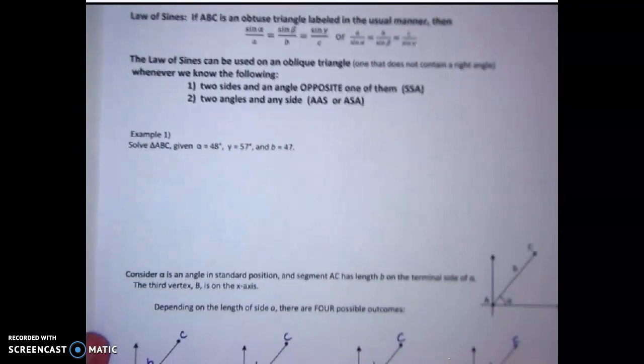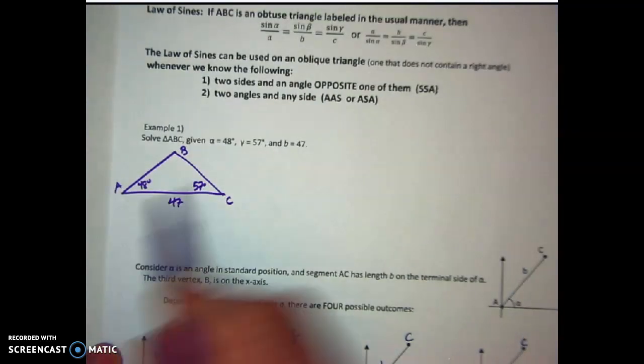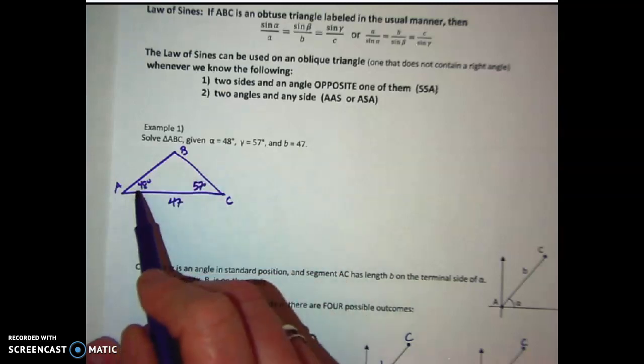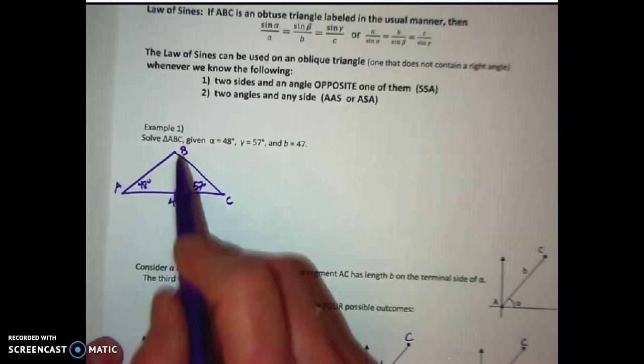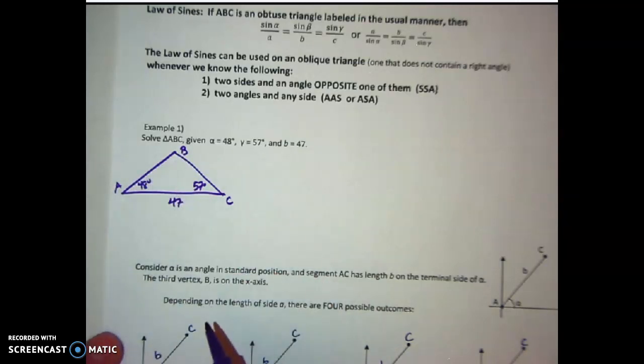Let's look at example 1. Solve triangle ABC, given that alpha is 48 degrees, gamma is 57 degrees, and B is 47 units. Please first pause the video and draw the picture of this. When we talked about labeled in the usual manner, we're talking that side A is going to be opposite angle alpha, side B is going to be opposite angle beta, and side C would be opposite angle gamma. So we have our triangle labeled.